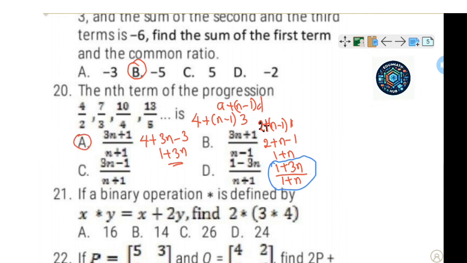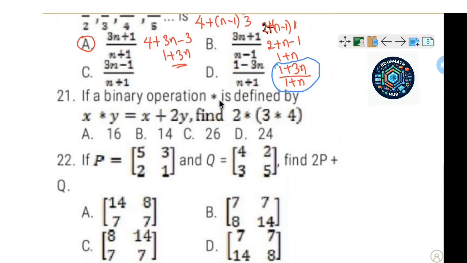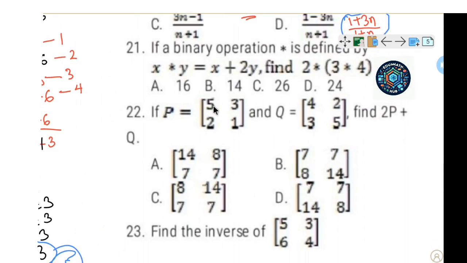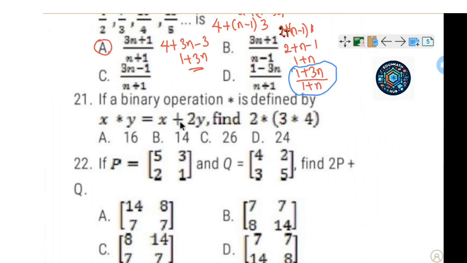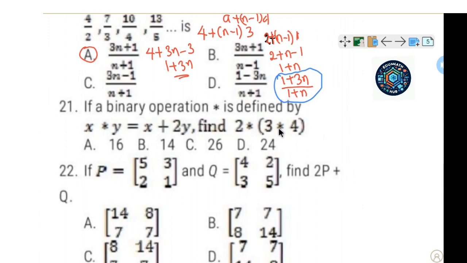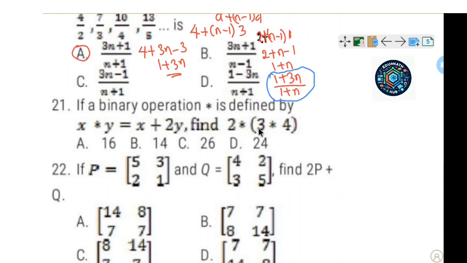Then the next one, you have a binary operation. x operator y is equal to x plus 2y. So you have to find 3 operator 4. So this 3 stands for x, this 4 stands for y. It's very, very simple. This 3 stands for x, 4 stands for y.